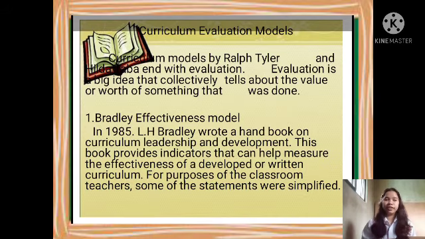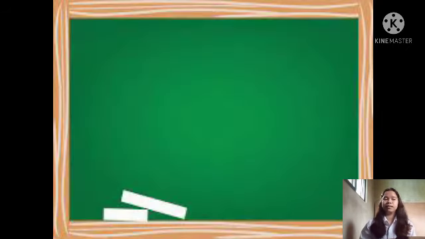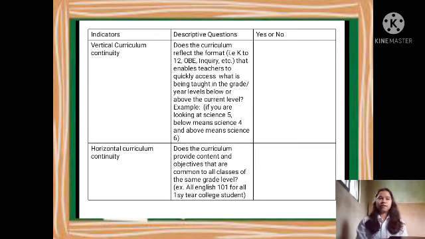Then find out if the curriculum you are evaluating answers yes or no. Answering yes to all the questions means a good curriculum as described by Bradley. In the first column are the indicators, the second is the descriptive question, and the third column is answered by yes or no. First, vertical curriculum continuity.